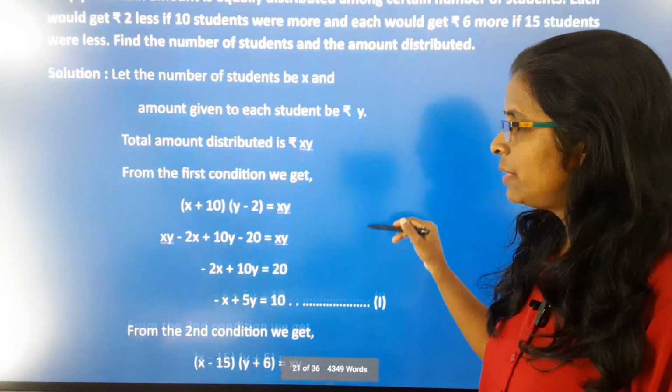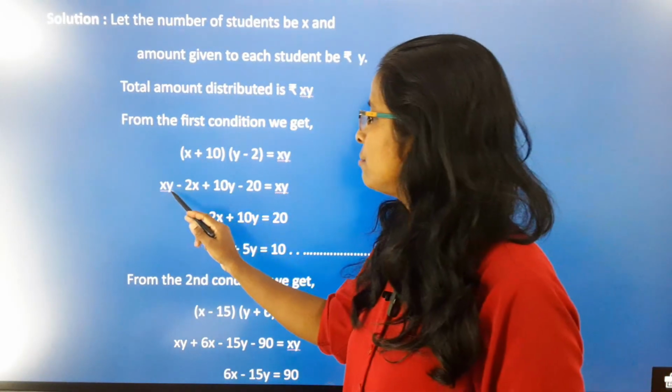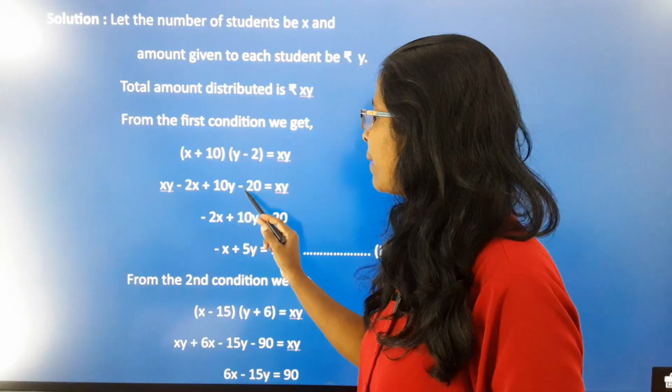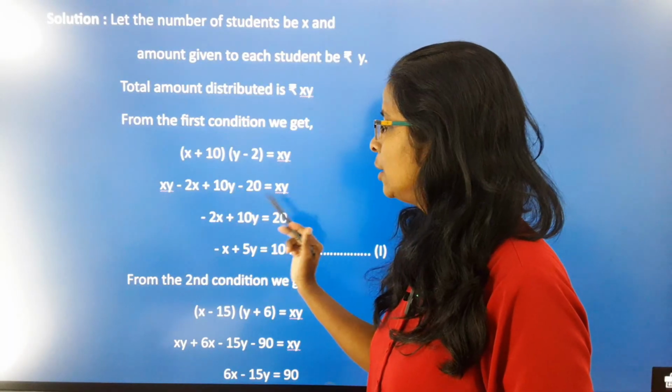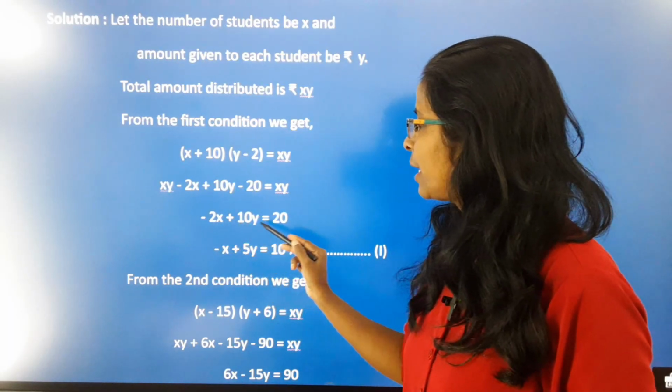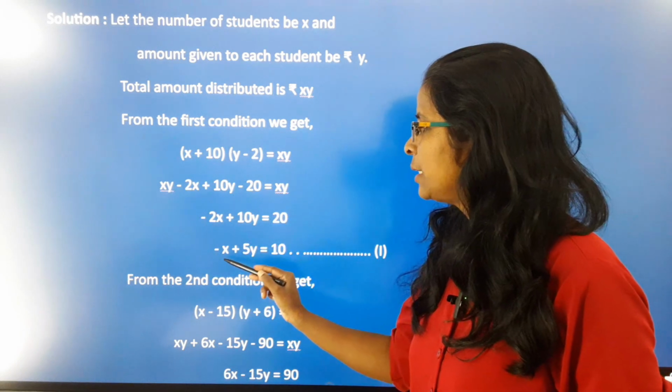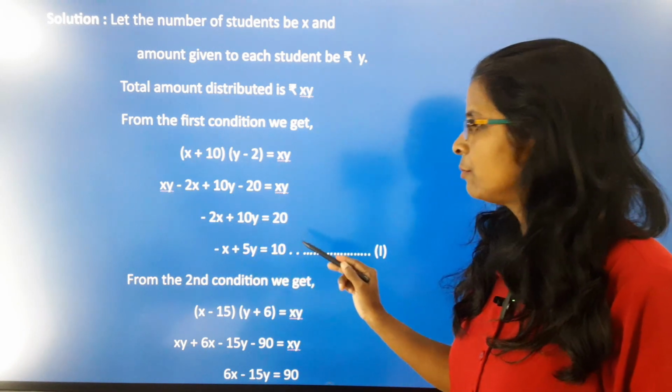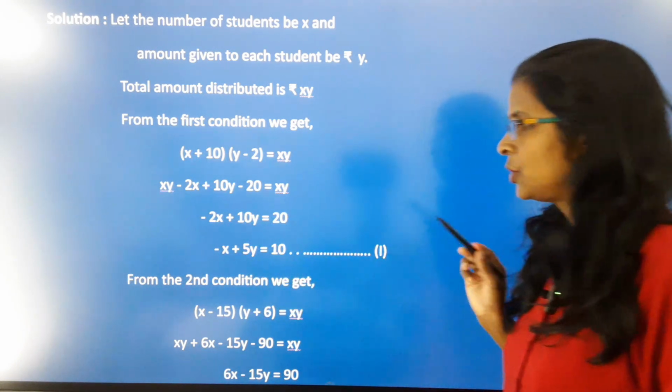So now let us simplify it. That means xy minus 2x plus 10y minus 20 is equal to xy. So minus 2x plus 10y is equal to 20. So minus x plus 5y is equal to 10. So call it the first equation.